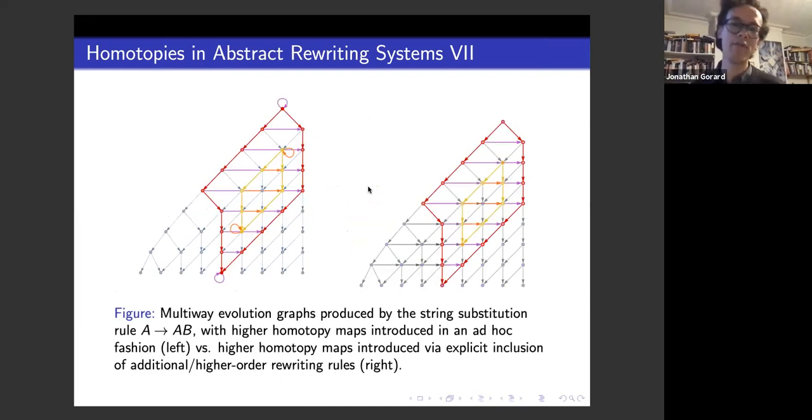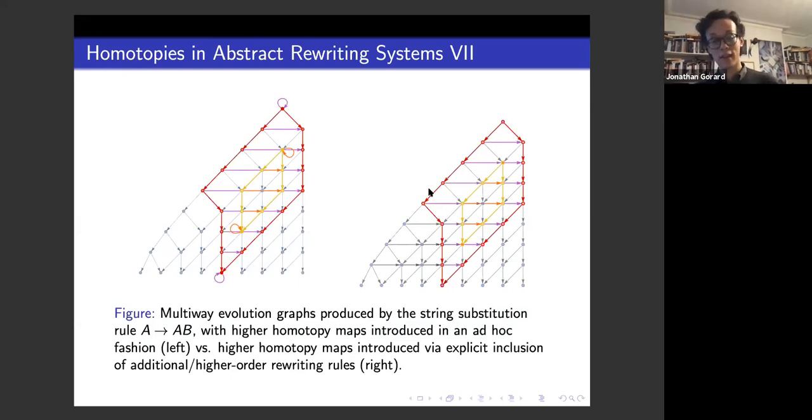And so again, we can make a very similar picture to the picture we made before. Here we're introducing these higher homotopy maps. On the left, we've got homotopy maps included in this cheating ad hoc way, and on the right, we've got the 3-cell homotopy maps introduced in a more natural way by introducing these higher order rewriting rules. So what I'm trying to tell you is that anytime there exist multiple paths that lead from one vertex to another vertex in this multi-way evolution graph, we can think of those as being equivalent proofs of the same proposition in some kind of type theory. And then we can use homotopy type theoretic techniques to map one of these proofs onto the other, to map one path onto the other.